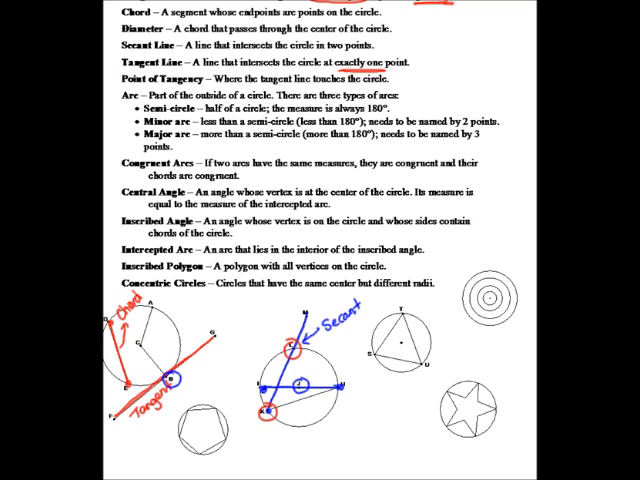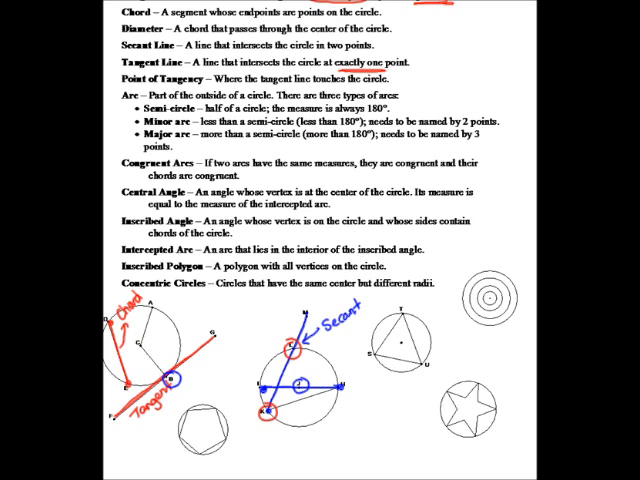So all of these lines are going to be important for you to know. You need to know what a chord is, going just through the circle and staying inside the circle. A secant line goes outside of the circle but still touches the circle in 2 spots. And a tangent line passes outside of the circle but touches the circle in just 1 spot. And that 1 spot is called the point of tangency.